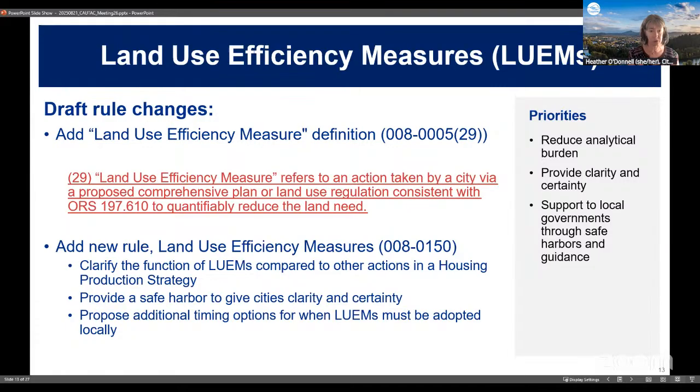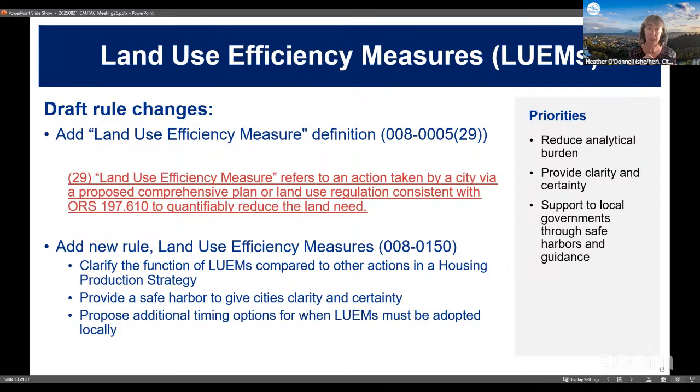There's nothing proposed right now to make that more clear, and I'm not sure exactly where that would happen. I'd be curious to know if other folks think that one piece in the ORS is enough and that we don't need anything else in the rules to make that clear, because again, previously cities have been adopting those things as efficiency measures.